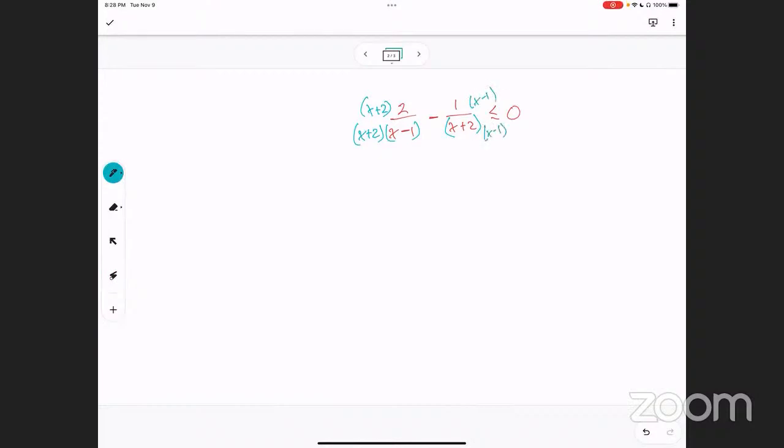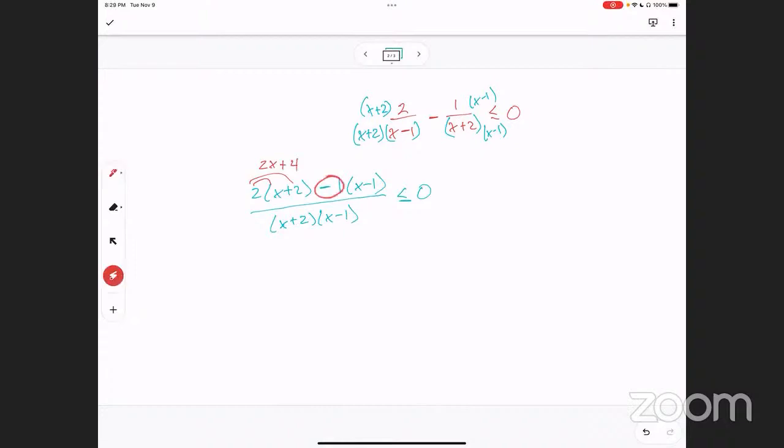Now be careful when you're doing this. Make sure you do it correctly. So you're going to get 2 times x plus 2 minus 1 times x minus 1, all over the common denominator, so we can just write them both underneath there. Now let's simplify the top up here. What's 2 times x? 2x. 2 times 2? Plus 4, right?